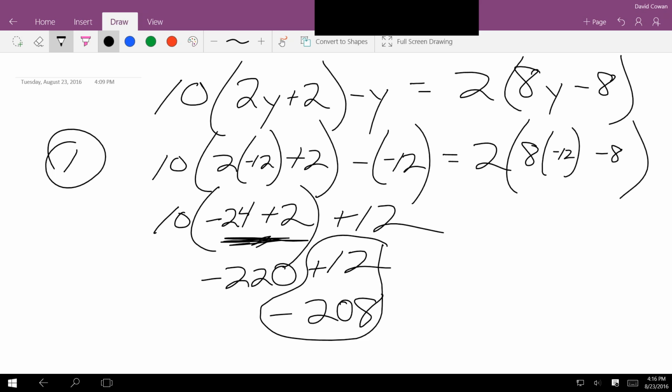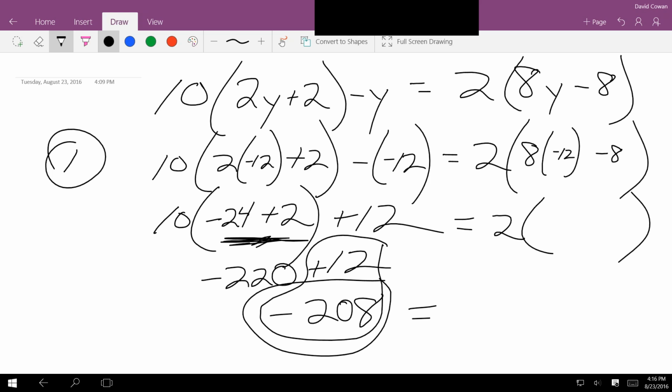Mm-hmm. Okay? In other words, that should be a constant step in your math, is whenever you add or subtract or multiply or divide, always be checking. A, B, C, always be checking. Okay? So this is what we got on the left side, minus 208. Let's make sure we get that on the right side. What's the first thing I need to do on the right side? I have to multiply 8 by negative 12. Which is negative 96. And what's minus 8?